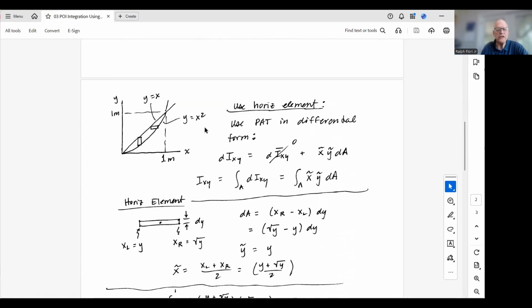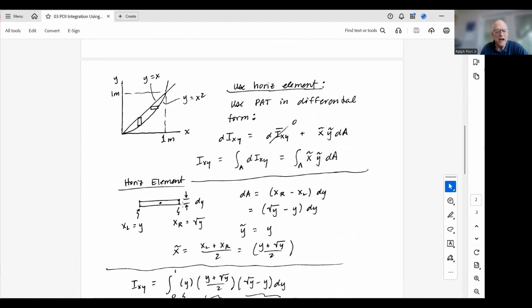If we choose to use a horizontal element, then we'll use the parallel axis theorem in differential form. We have an x right and an x left, and it's dy thick. And so my x right is equal to the square root of y. My x left is equal to y. So my dA is square root of y minus y dy. My y tilde is y. My x tilde is the average of x right and x left, so it's y plus square root of y divided by 2.